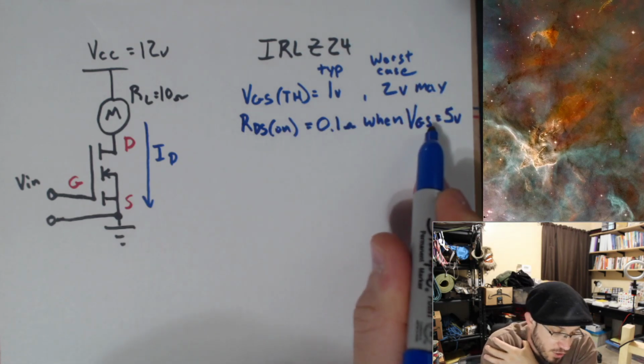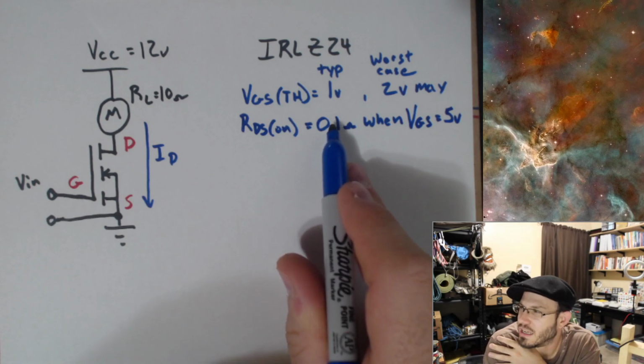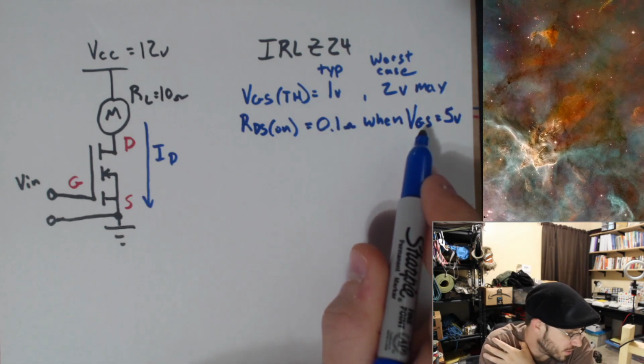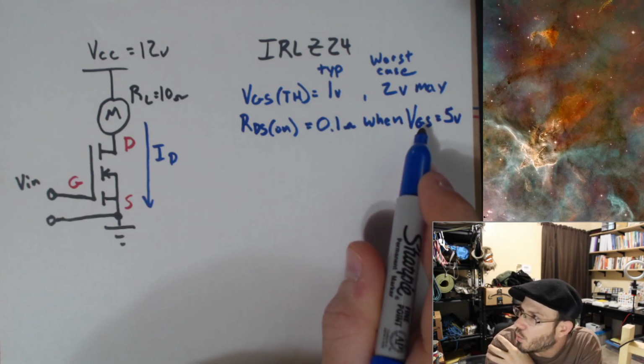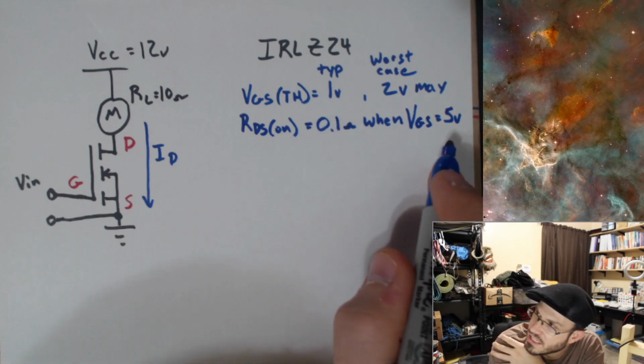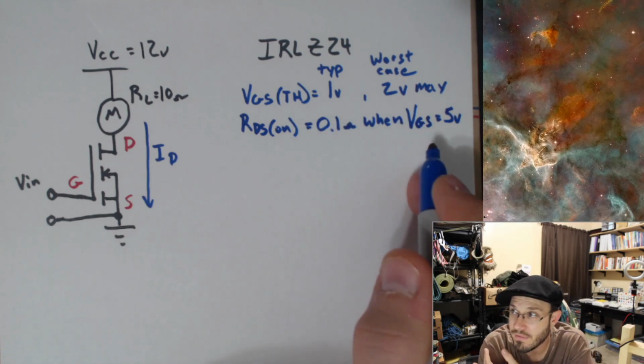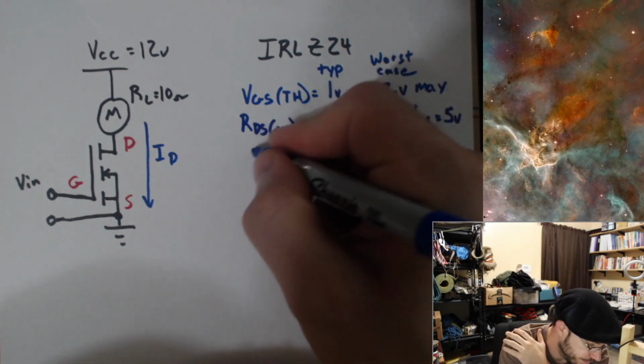But the manufacturers know that you are interested in more than just this. You may also want to know what RDS on is when VGS is equal to 4 volts. So they've given that to us as well.